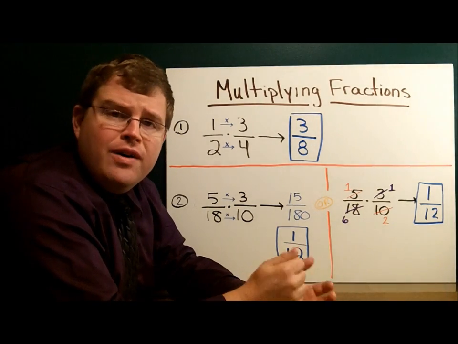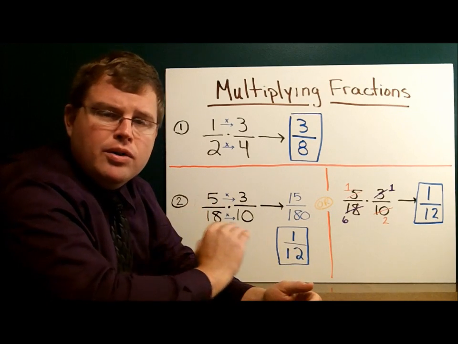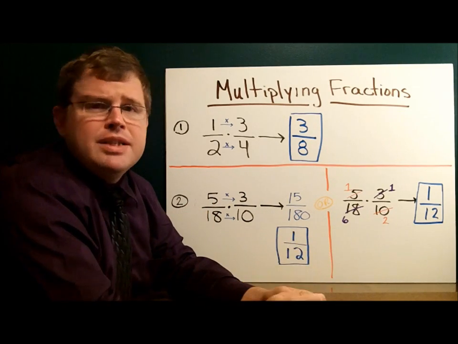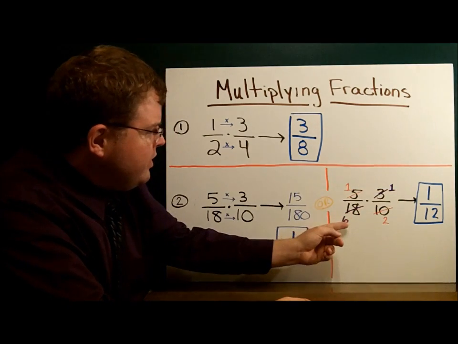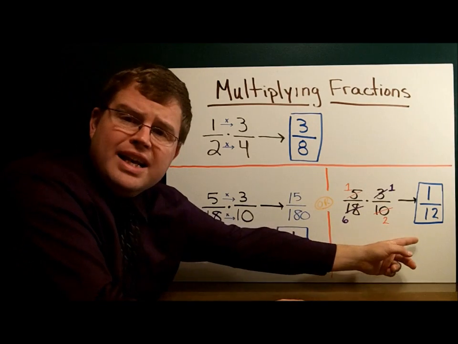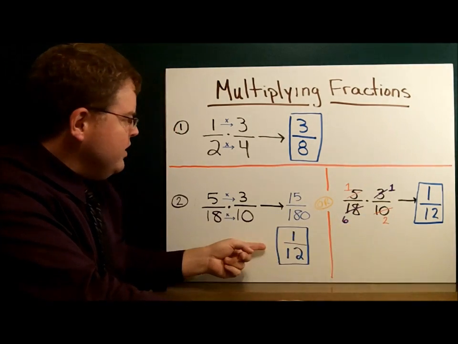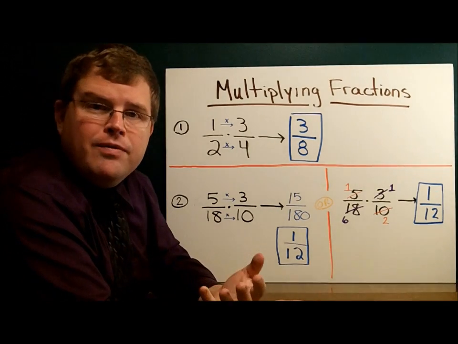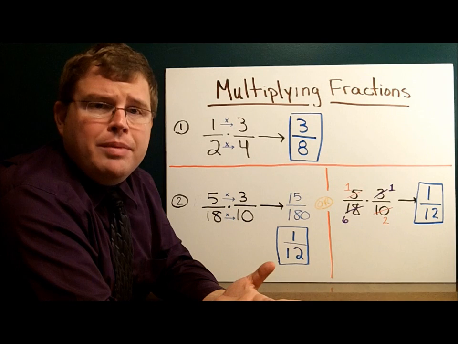And now I'll follow the same rule. Multiply the numerators, the tops, multiply the denominators, the bottoms, and that gives me my answer. 1 times 1 is 1, 6 times 2 is 12, I get 1 over 12. Notice I get the same answer as I did over here, so it didn't really matter whether I simplified first or simplified at the end, but it did make life a little bit simpler.